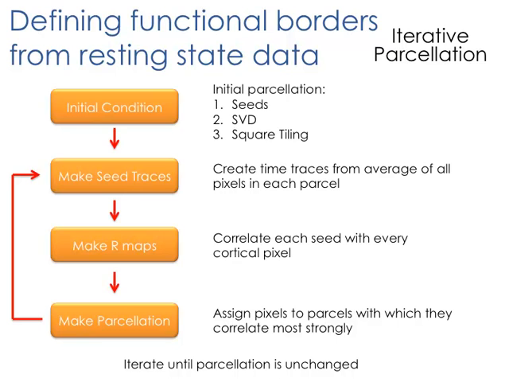The algorithm starts with an initial guess as to what's happening. You can either have seeds based on anatomy, the singular values, the principal components of those movies, or you can just simply tile the brain randomly into squares. For either case, you'll create a time trace that's the average of all the time traces within that initial assumption. You'll correlate each seed with every cortical pixel. Then you'll assign pixels to parcels with which they correlate more strongly. Then you'll iterate through this algorithm until the algorithm converges, until this parcellation is unchanged.